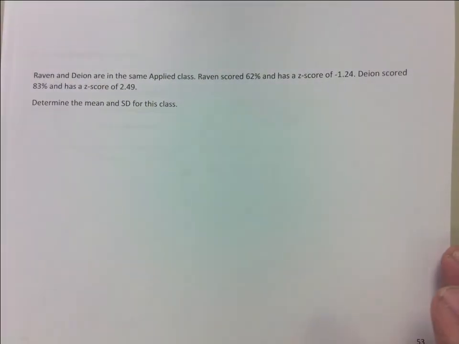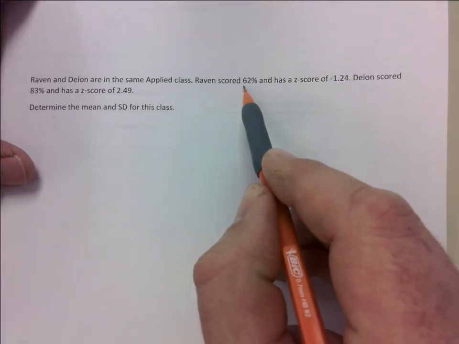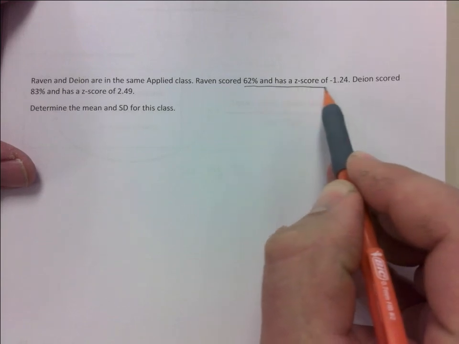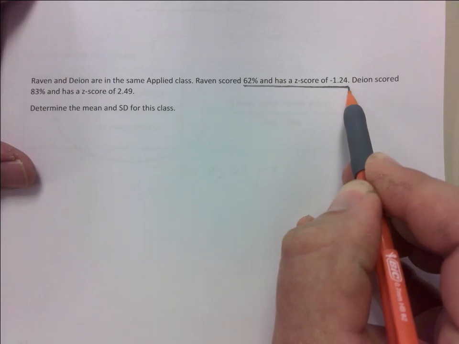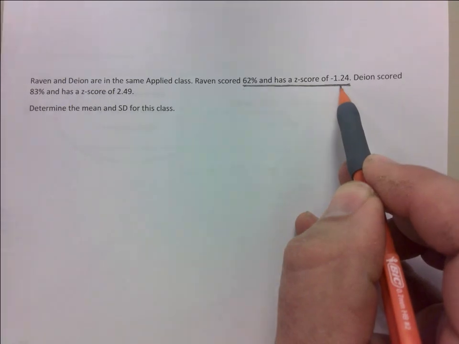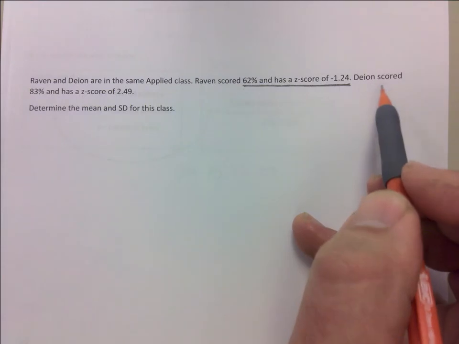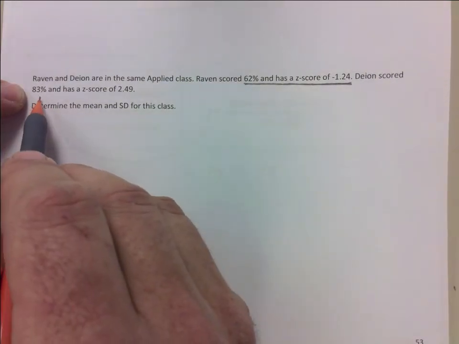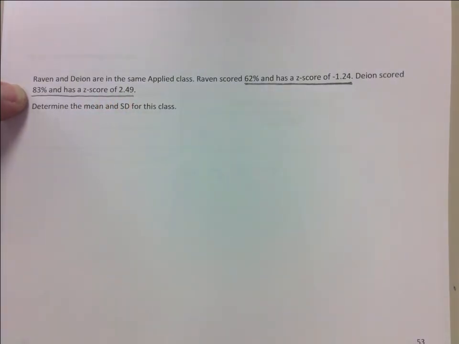Raven and Dion are in the same applied class. Raven scored 62% with a z-score of negative 1.24. So she scored 62%, and that is the equivalent of a z-score of negative 1.24. Dion scored 83% and has a z-score of 2.49. Z-scores do not have units.